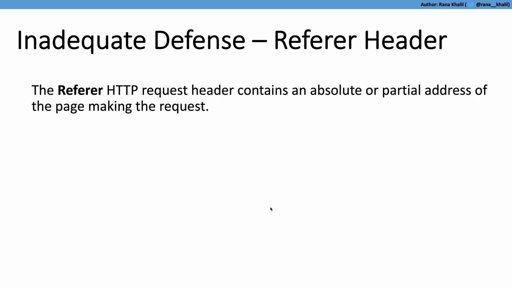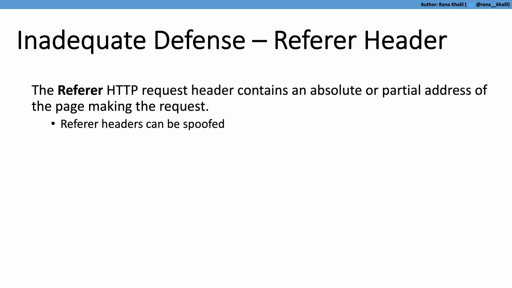All right, the third defense, which we called an inadequate defense, is the use of a referrer header. So the referrer header contains either an absolute or a partial address of the page making the request. So it tracks where the request comes from. The way applications usually defend against CSRF, which is an incorrect way, is they check to see if the referrer header is equal to the domain of the application. If it's equal to the domain of the application, that means that the request originated from the application itself, and so it accepts the request. If it's not equal, it rejects the request.